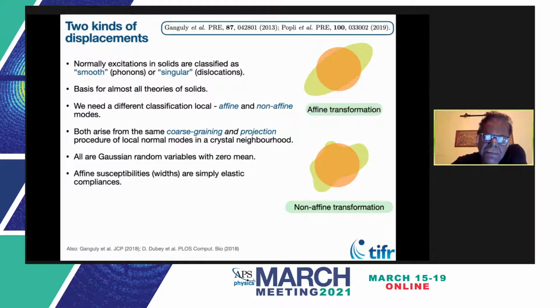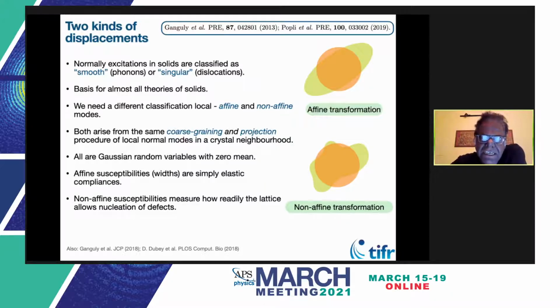The susceptibilities of these Gaussian random variables contain a lot of information. So the affine susceptibilities, the widths of these Gaussians, are simply elastic compliances. The non-affine susceptibilities measure how readily the lattice actually allows nucleation of defects. The fun fact is that dislocations automatically pop out from this formulation under certain circumstances. Okay, so you don't have to keep dislocations separately.